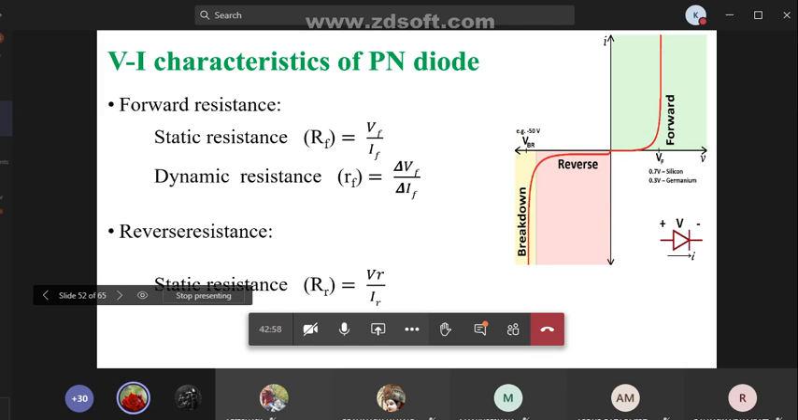In reverse bias also, the static resistance is the ratio of reverse voltage to reverse current, right? Here VR is the reverse voltage and IR is the reverse current. So the static resistance is VR by IR. Similarly, the dynamic resistance is delta VR by delta IR. That is in reverse biased condition.